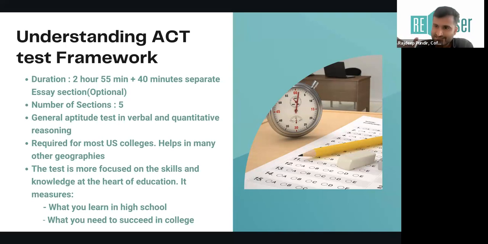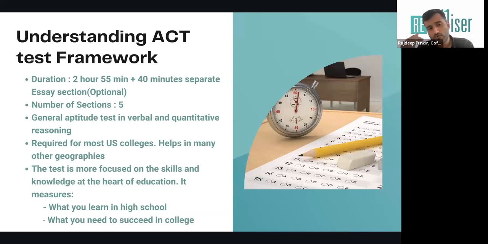Just like the SAT, the ACT is also conducted by a US-based organization called act.org. The ACT exam happens 7 times a year, just like the SAT. Because it's a digital exam, you are allowed to go to the center and take it there. So I think these are the similarities.